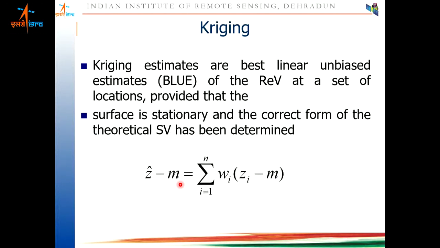So here is the formula to perform Kriging interpolation, where z cap is the interpolated value at any location, m is mean of the data, zi is the sample value at location i, wi is weight for that sample i, and this weight is calculated from that semi variogram. So semi variogram plays a role in calculation of these weights. If you want to understand more detail about Kriging interpolation, you can refer to some standard literature.